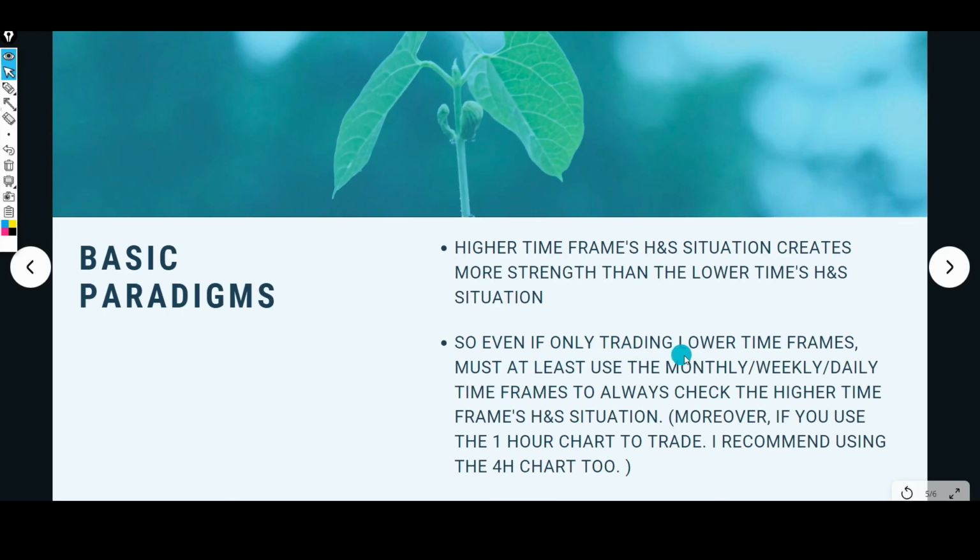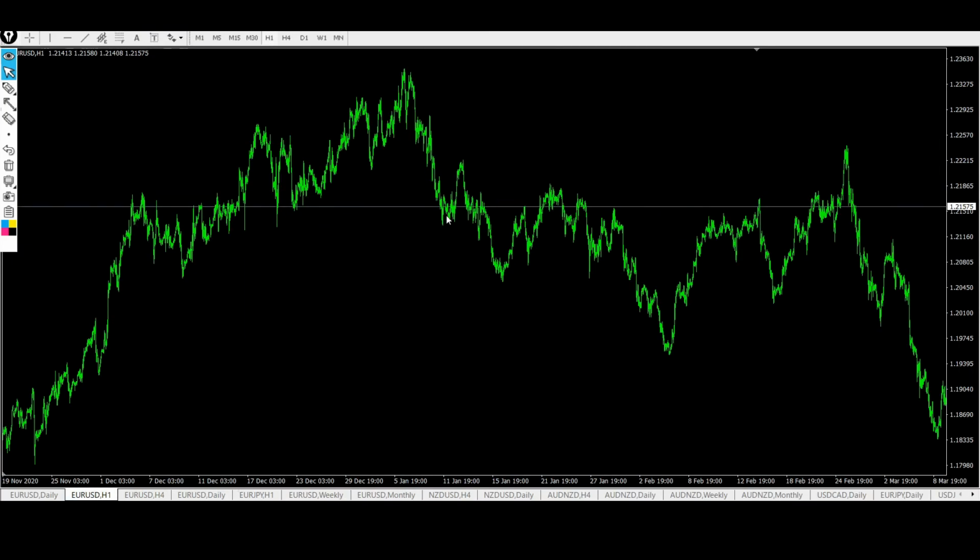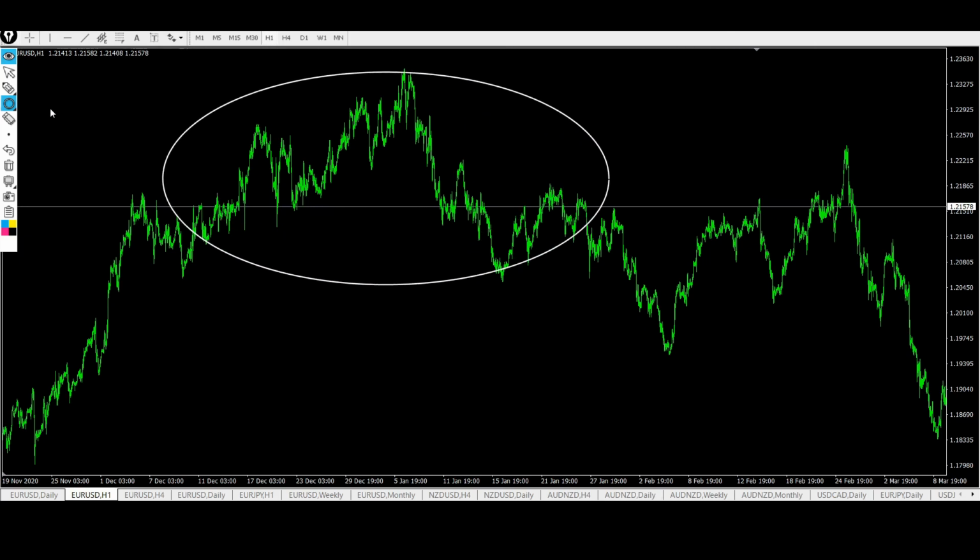So even if you're only trading the lower time frames, you must at least use the monthly, weekly, and daily time frames to always check the higher time frames' H&S situation. Moreover, if you use the 1-hour chart to trade, I recommend using the 4-hour chart too. Alright, so if you're using the 1-hour chart, and that same H&S on the 1-hour chart being right here, you're going to need to check the H&S situation on the monthly, weekly, daily, and the 4-hour charts. Because as a basic paradigm, the higher time frames' H&S situation will overpower the lower time frames' H&S situations.